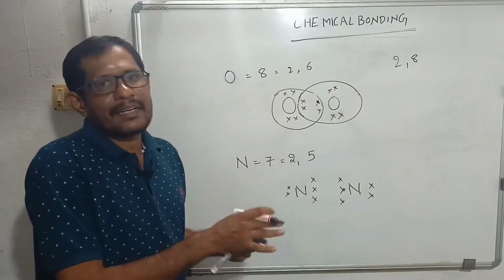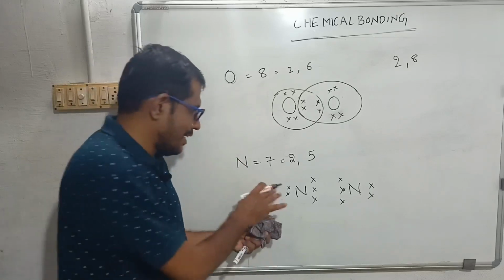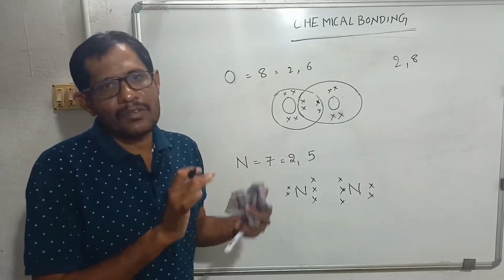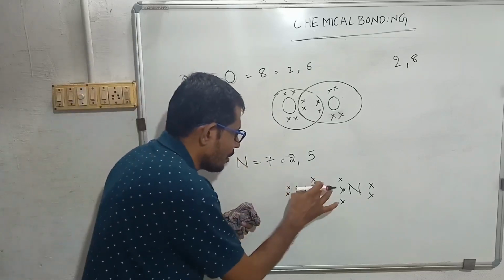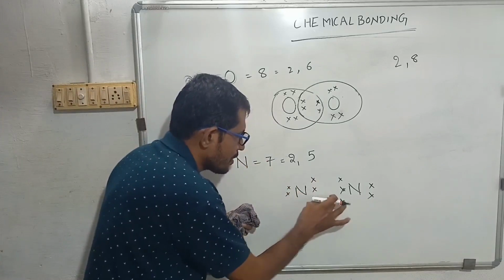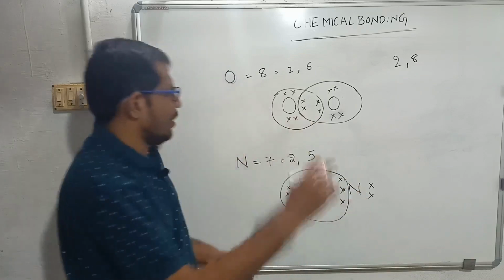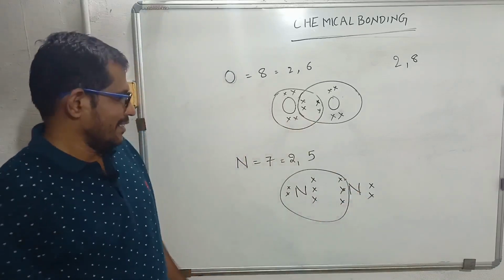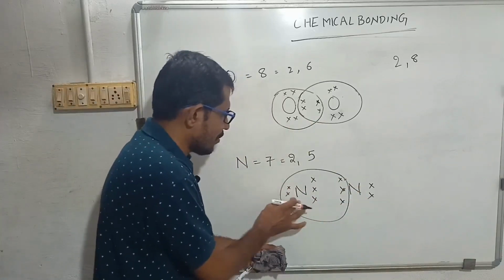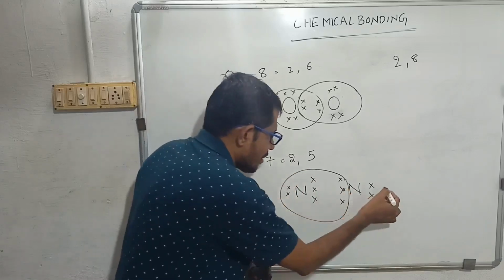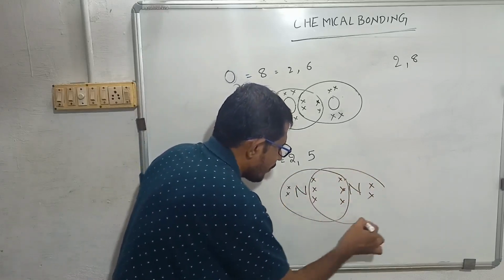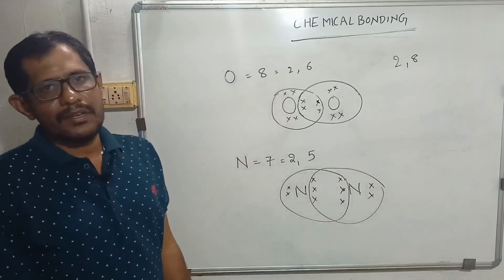So draw a circle around the nitrogen that covers the 8 electrons. See here: 1, 2, 3, 4, 5, 6, 7, 8. So I am going to draw the circle over here. Right? So how many electrons for this nitrogen? 8 electrons. For this nitrogen also, the same will come.